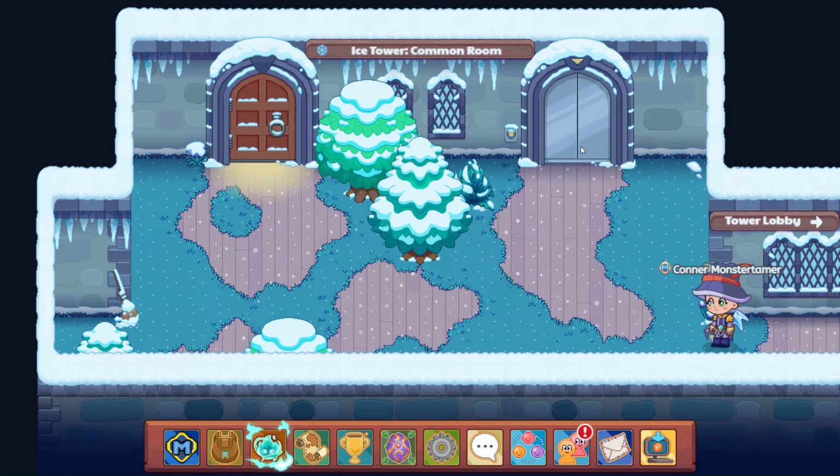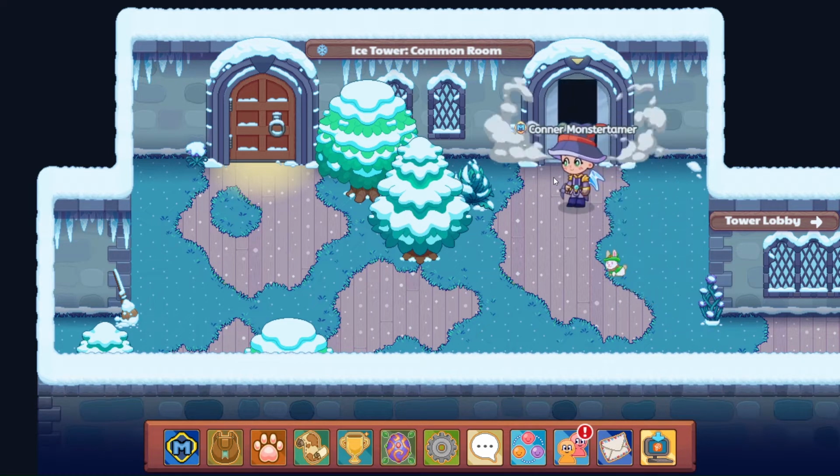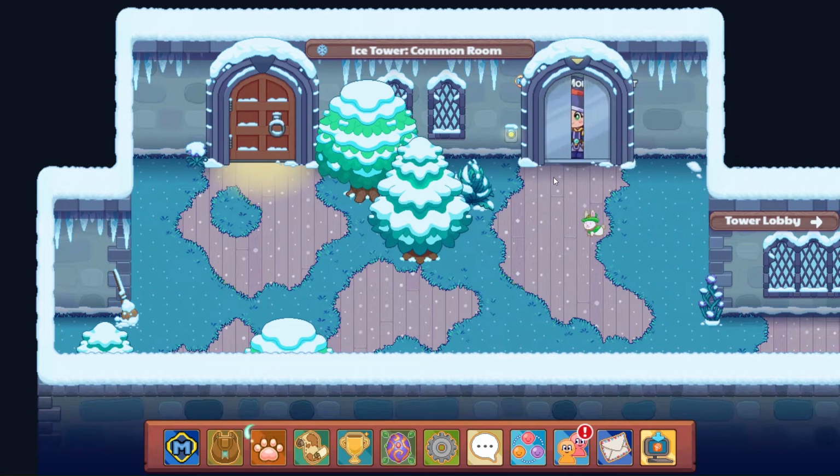We are climbing up to the 7th floor of the ice tower. Let's go ahead and begin today. So close to the top, I don't want this to end at all.